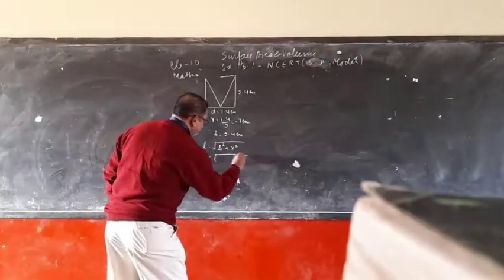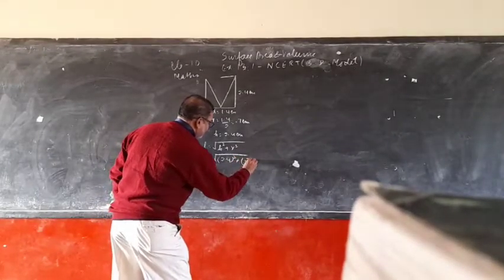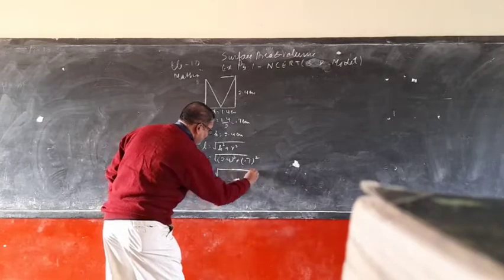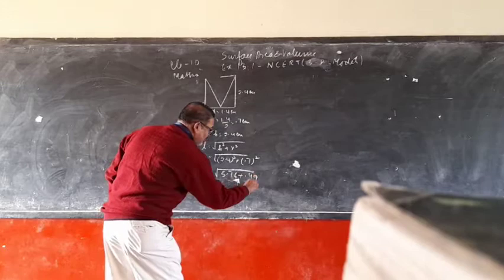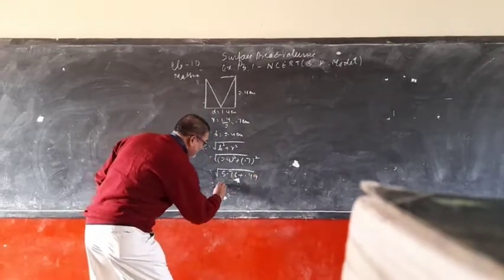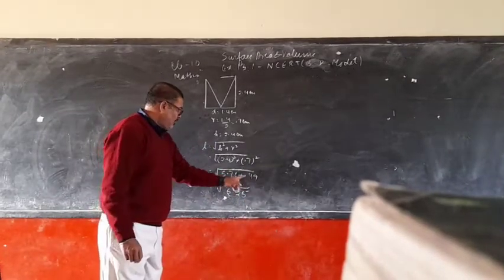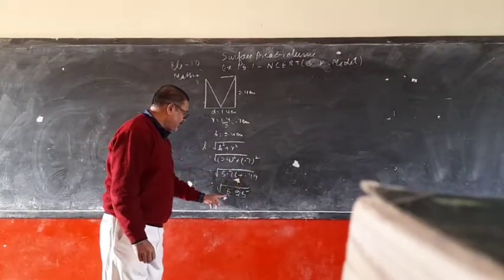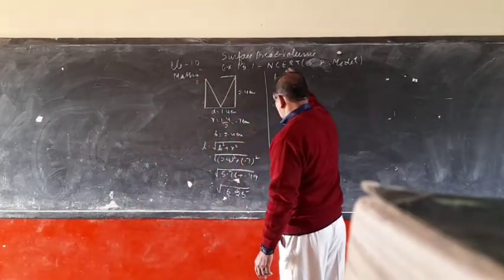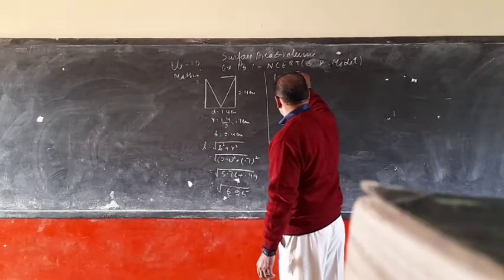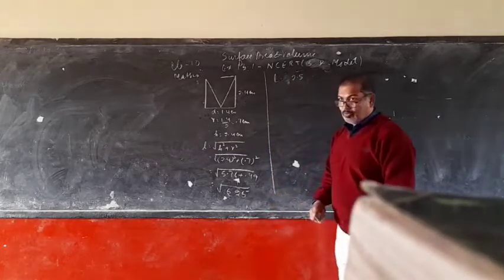What is the h? 2.4 square plus 0.7 square. 2.4 square is 5.76 and 0.7 square is 0.49. If you add this, how much will it come, children? 6.25. What is the square root of 6.25? It will be 2.5. Sorry, that is equal to 2.5.